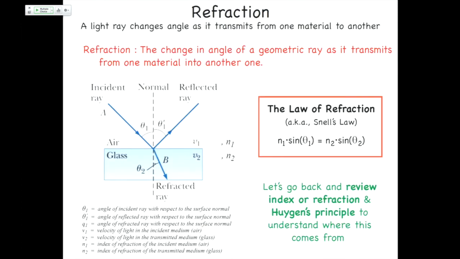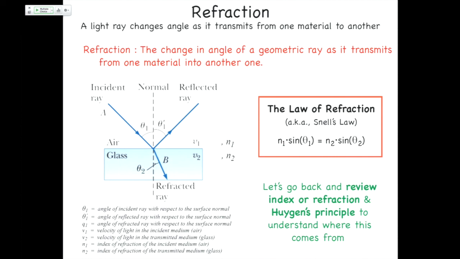Refraction gets a little trickier. Okay, so refraction, by definition, is the change in the angle of the geometric ray as it transmits from one material to another material. All right, so here we're going to go from air to glass. We show the reflected ray for good measure, but we're interested now in this refracted ray, and the angle is no longer the same, right? Assuming that the indices of refraction are not the same.